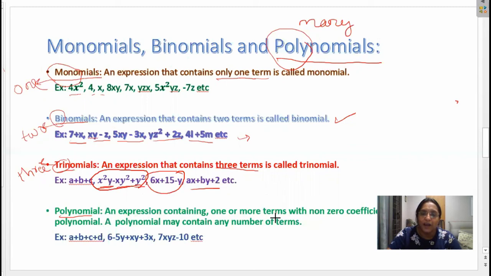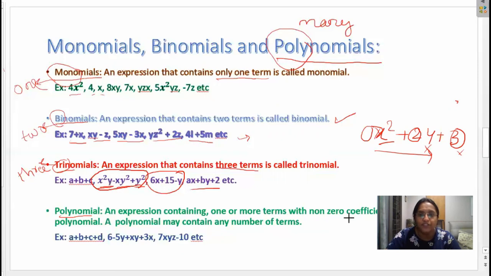Why non-zero coefficient? Suppose I write x square plus 2y plus 3. This is a polynomial. If 0 is there here, then this term vanishes. Here also, instead of 2, if 0 is there, this term vanishes. Here also, if 0 is there, this will vanish. So there is no meaning. So the coefficient should be non-zero, then it is a polynomial.